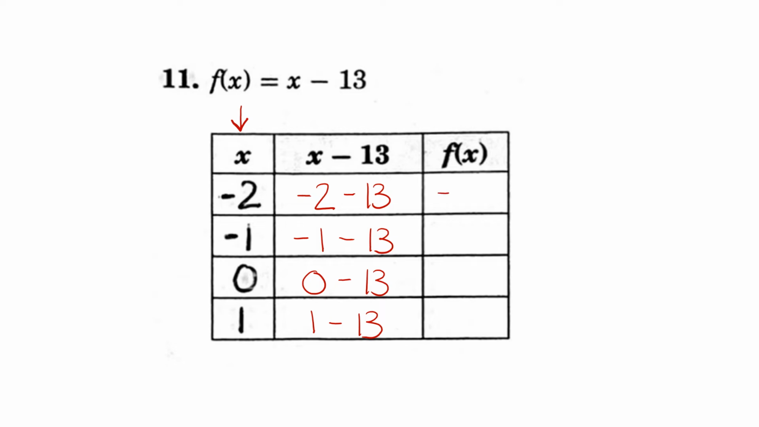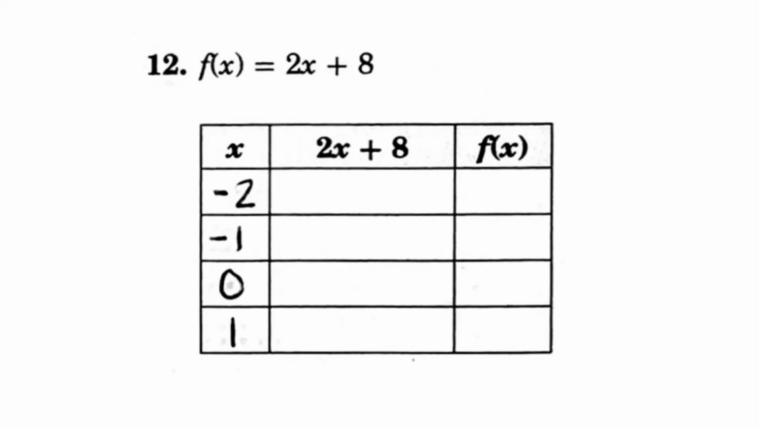Negative 2 minus 13 is going to give us negative 15. Negative 1 minus 13 is negative 14. 0 minus 13 is negative 13. 1 minus 13 is negative 12. Again, negative 15, 14, 13, and 12, there is a pattern, so we know that those are the correct answers.